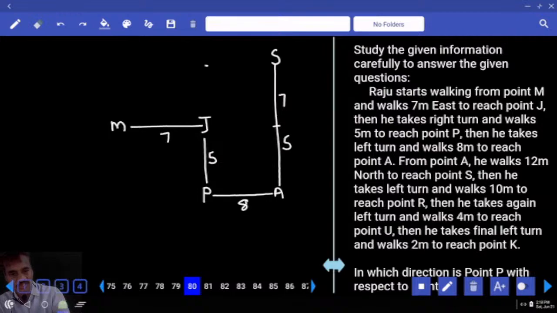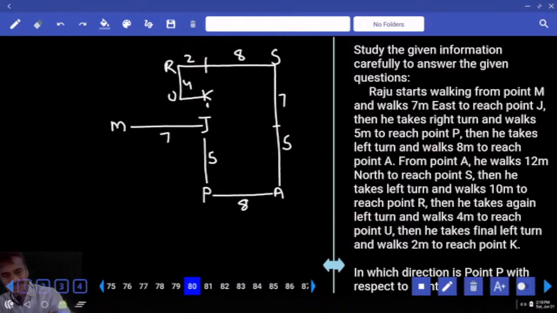10 meters. Now this is 8 and moreover 2 more, 8 plus 2, 10. And 10 meters to reach point R. And from R, he takes a left turn and walks 4 meters. From here, the distance is 4 meters to reach point U. Then from here, he takes a final right turn and walks 2 meters and reaches point K.